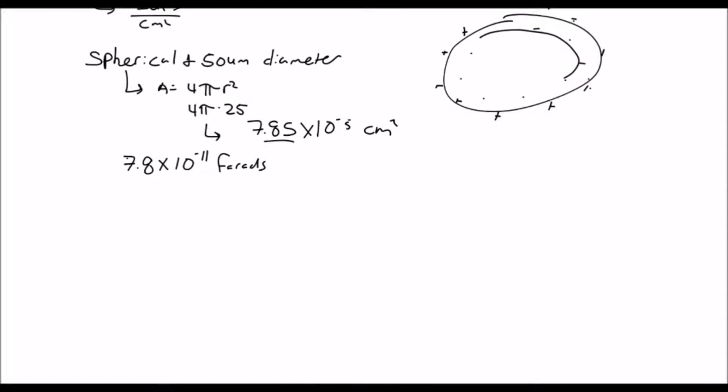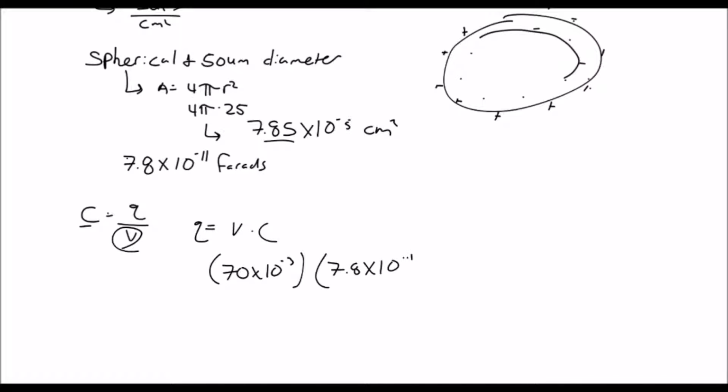Now remember, we can define capacitance as equal to the charge divided by the voltage, or the charge divided by the potential difference. Well, we don't know what the charge is. We do know what the capacitance and the potential difference are. So we can say the charge is equal to the potential difference times the capacitance, which is 70 times 10 to the negative 3rd volts for the potential difference, and 7.8 times 10 to the negative 11th for the capacitance. And so we're going to get a charge of 5.46 times 10 to the negative 12th coulombs.